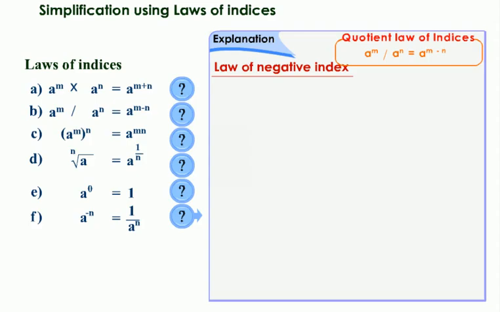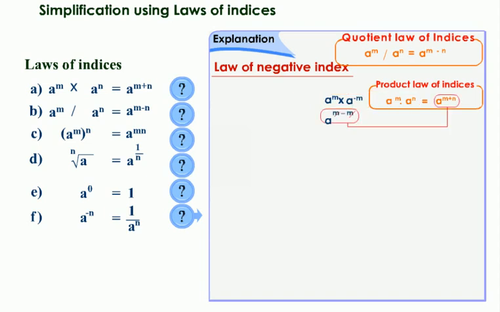Law of negative index. Students, here we have been given a^m into a^(-m). Applying the product law of indices, we can write it as a^(m-m), which equals a^0, which is equal to 1. Now we get a^m into a^(-m) equals 1.